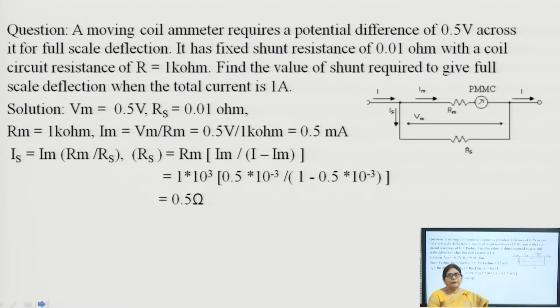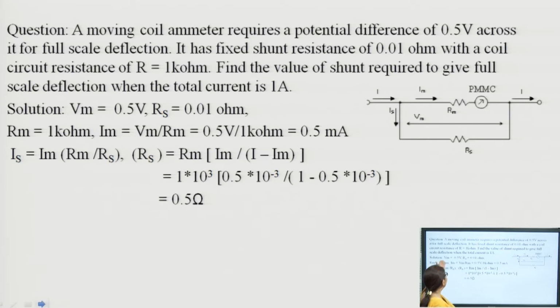Now, the second question is that a moving coil meter requires a potential difference of 0.45 volt across the full scale deflection, that means Vm is 0.5 volt, and the fixed shunt resistance is 0.101 ohm, and the coil resistance Rm is 1 kilo ohm. So, we have to find out the value of shunt Rs to make this meter that can measure 1 ampere current. So, we have to make this meter to measure 1 ampere current.